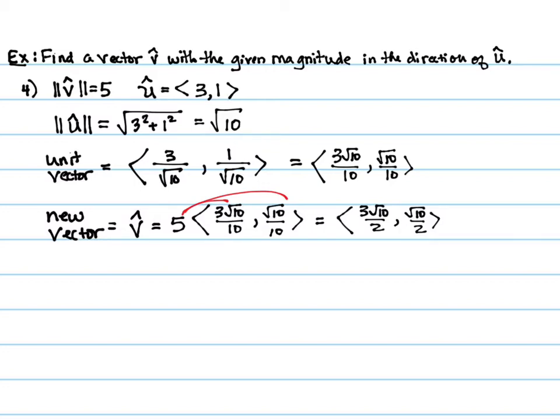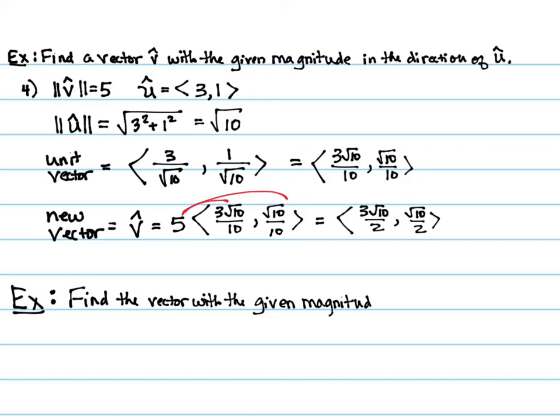Okay, last one. I know you're like, seriously, one more? Yes, exactly one more left. This one actually feels like something we did in the last chapter. So let's see if you can identify. So we're going to find the vector with the given magnitude and angle to the positive x-axis.